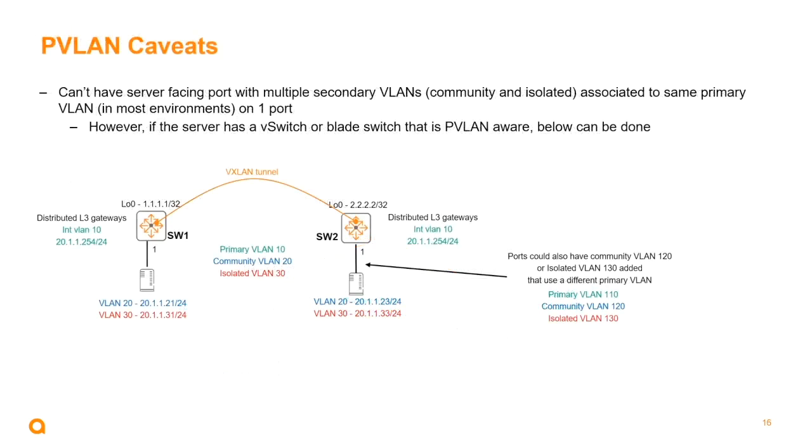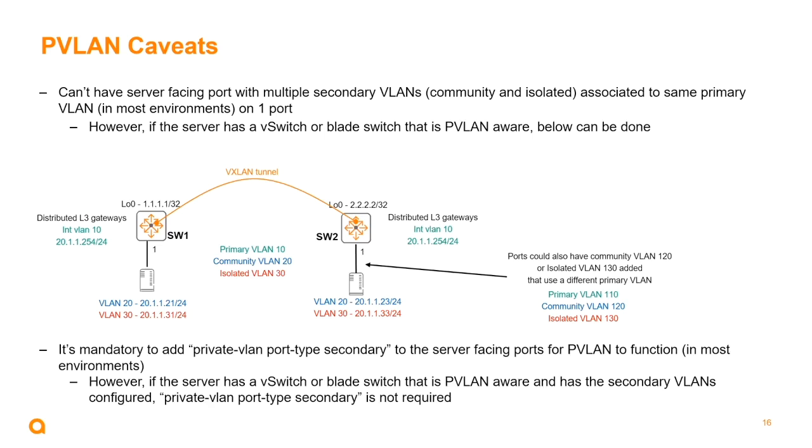Just some caveats that we should be aware of. We can't have a server-facing port with multiple secondary VLANs. So these are the community and isolated VLANs. We can't have a server-facing port with multiple ones of those which have been associated to the same primary VLAN. However, if the server has a vSwitch or a blade switch that is PVLAN aware, then this example that we're showing right here can actually be done.